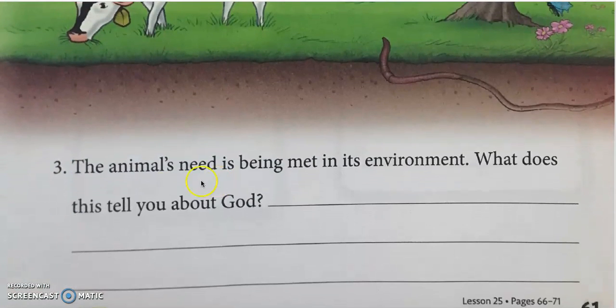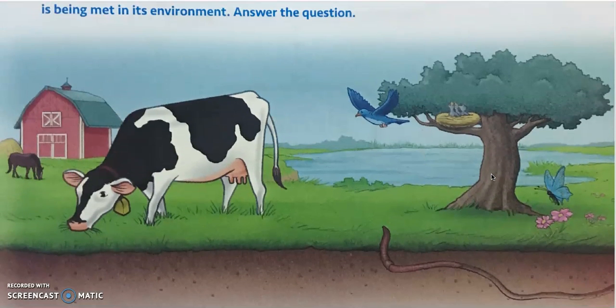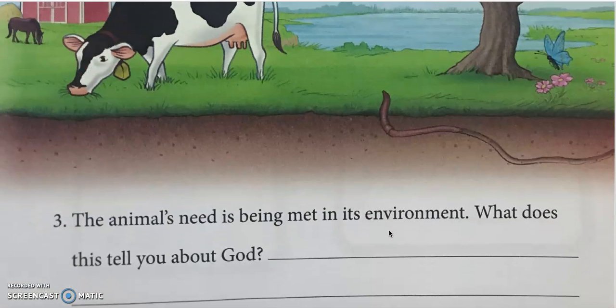And when you're done, let's read the question at the bottom here. The animal's need is being met in its environment. What does this tell you about God? Isn't it wonderful? We have living things and we have animals, and the environment around them, they have everything that they need in the environment that they live in. That is just so amazing. So what does this tell you about God?